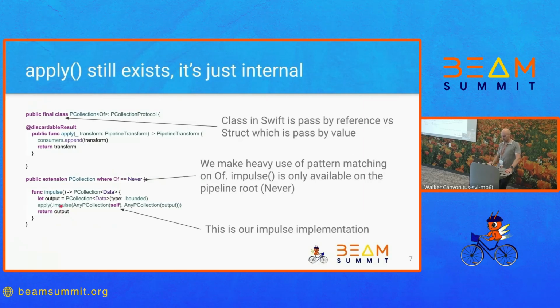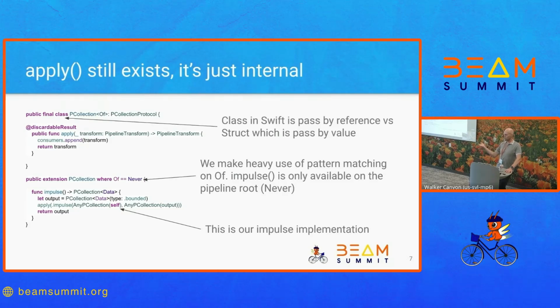So here we define an impulse where our input is ourselves. The AnyPCollection thing is just a type erasure mechanism, because the PCollections are typed, right? They take a generic, but we want to be able to just hold anything. You need to wrap them up in this Any to maintain the knowing what type they are, right?